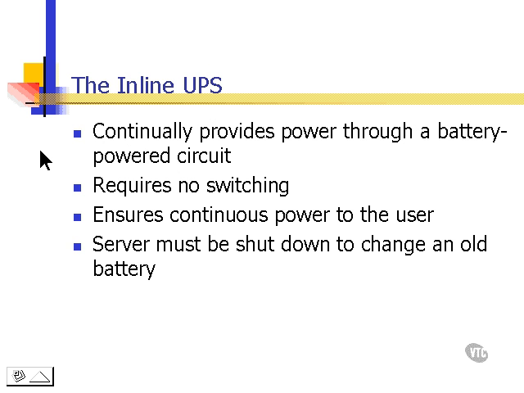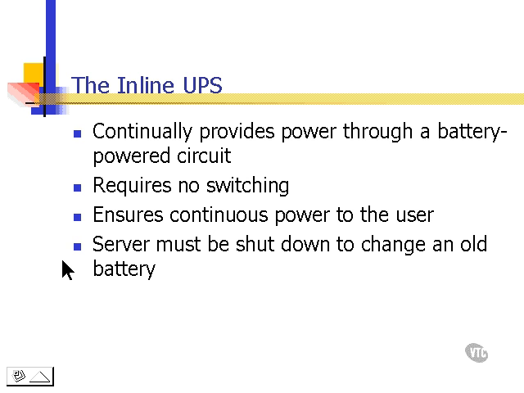An inline UPS continually provides power through the battery-powered circuit, so the computer is always running off the battery, so it doesn't require any switches and it ensures continuous power to the user. The only disadvantage of an inline UPS is that the server has to be shut down to change out an old battery. But with battery technologies improving all the time, most companies are choosing inline UPSs because that way they don't have to rely on a switch in the event of a power failure.